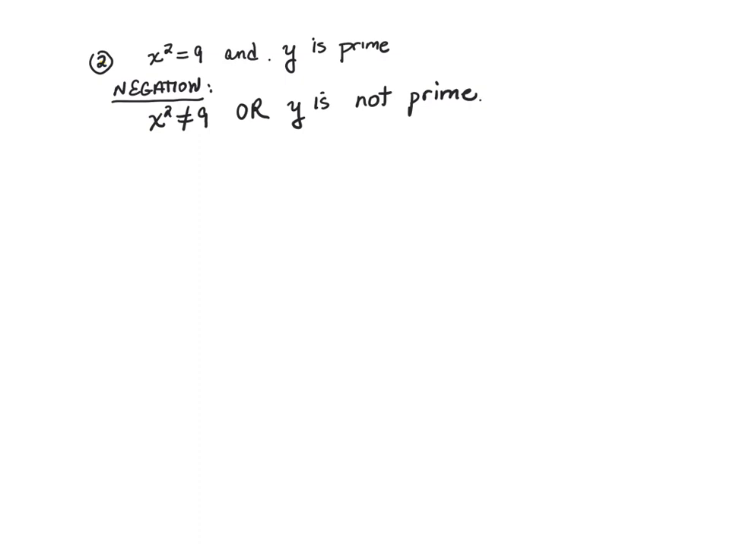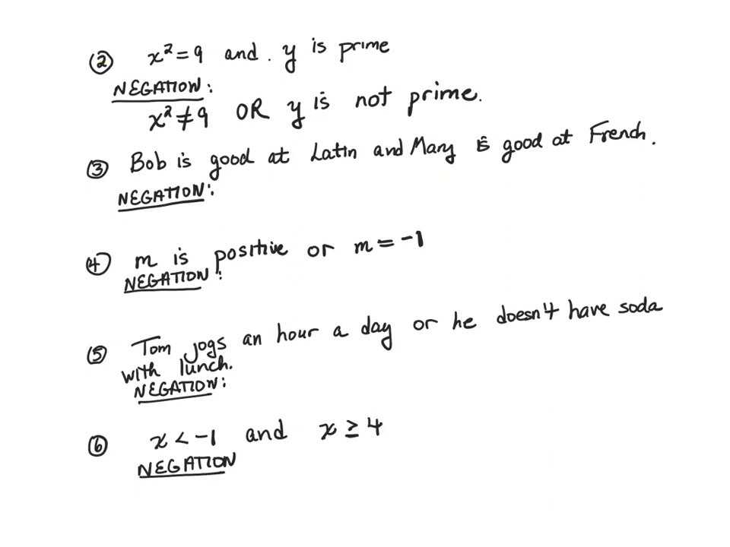So I'd like you to try negating these. Let's copy these problems down. Number 3 is Bob is good at Latin and Mary is good at French. Write down the negation of that in words. Number 4 is m is positive or m is equal to -1. Write the negation for that in words. Number 5 is Tom jogs an hour a day or he doesn't have soda with lunch. Write that negation in words. And finally, an inequality, which I think is the most complicated piece, the same type that we did on the previous page. So pause the video, copy this, negate them in your notes, and then replay.